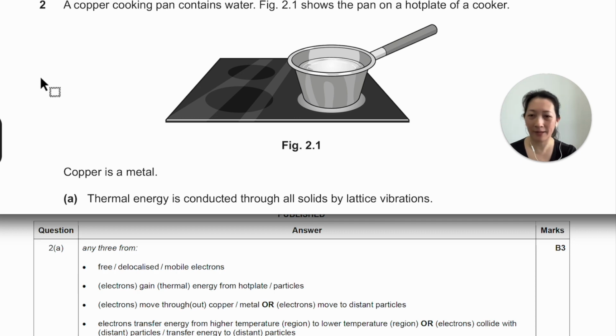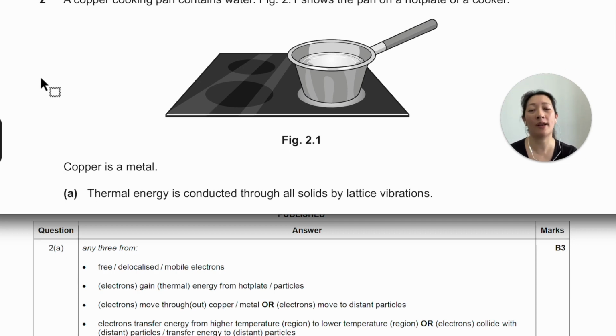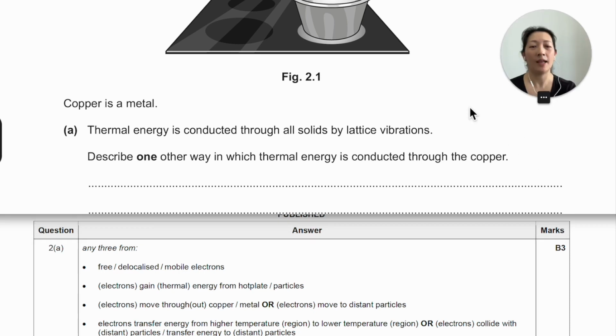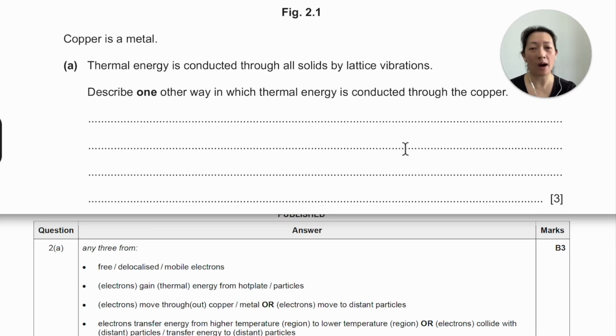Copper is a metal. A. Thermal energy is conducted through all solids by lattice vibrations. Describe one other way in which thermal energy is conducted through the copper. Now, this is a 3-mark question. That means your answer should have at least 3 key concepts.